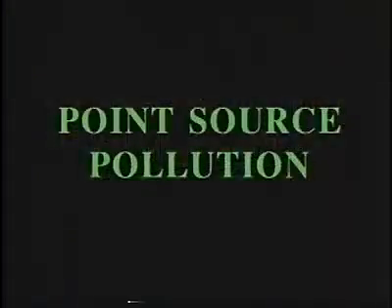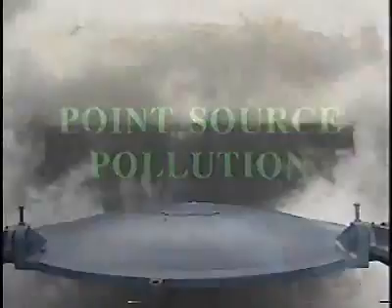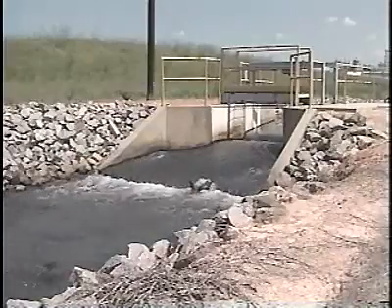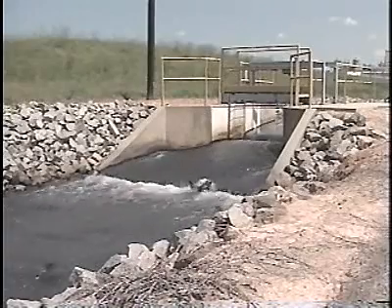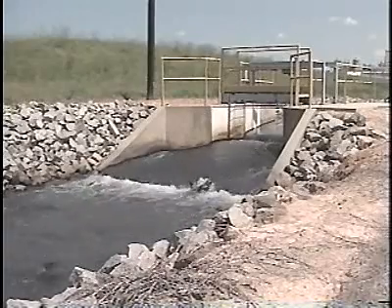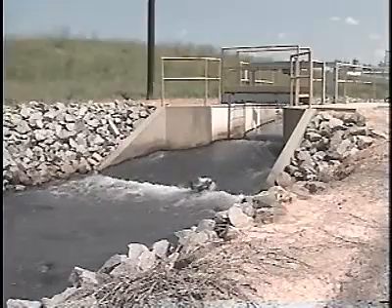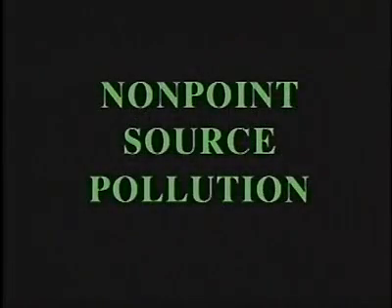Point source pollution comes from specific points that we can identify. This sewage treatment plant pipe is releasing a point source discharge. Other types of business or industry operations may conduct similar discharges into the environment. Point source discharges are regulated through permitting processes. Non-point source pollution comes from activities that are more difficult to identify and control. They are responsible for generating over 50% of all water pollution.